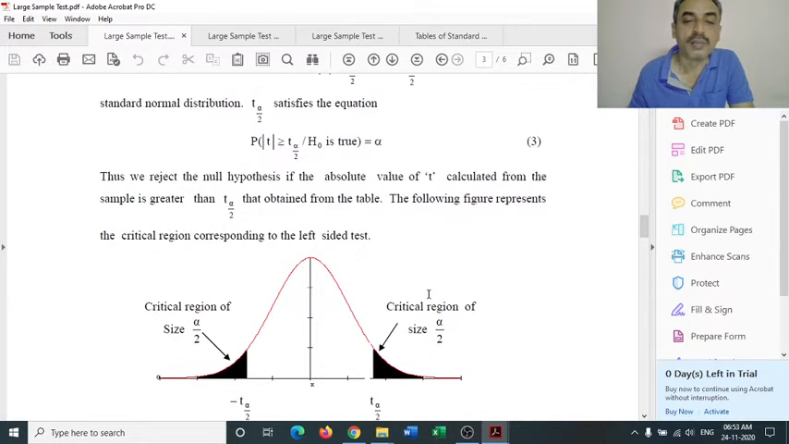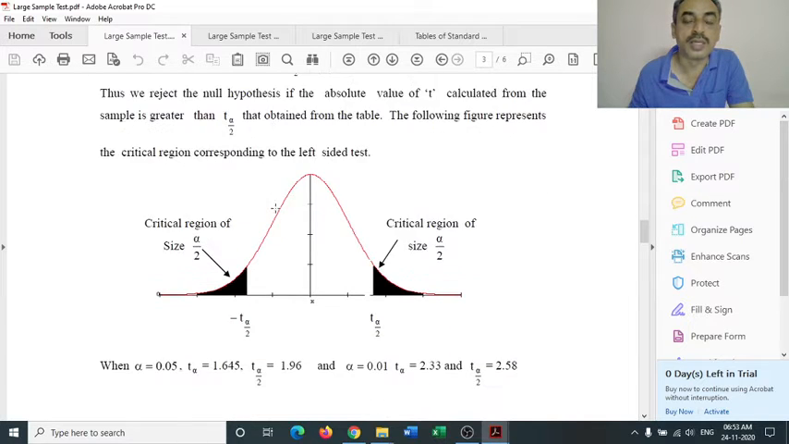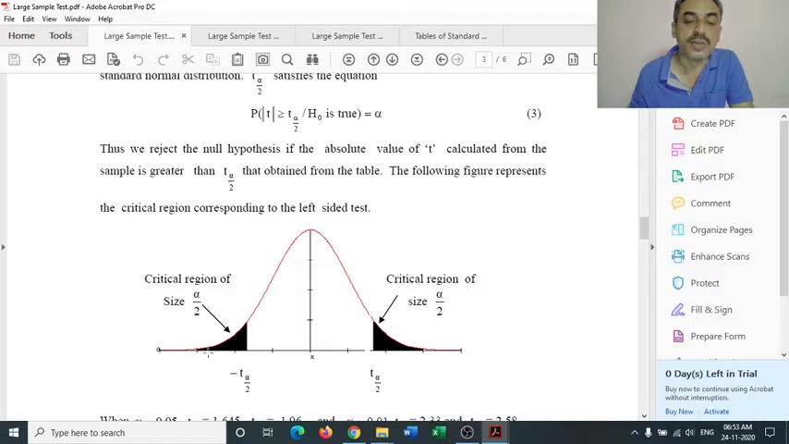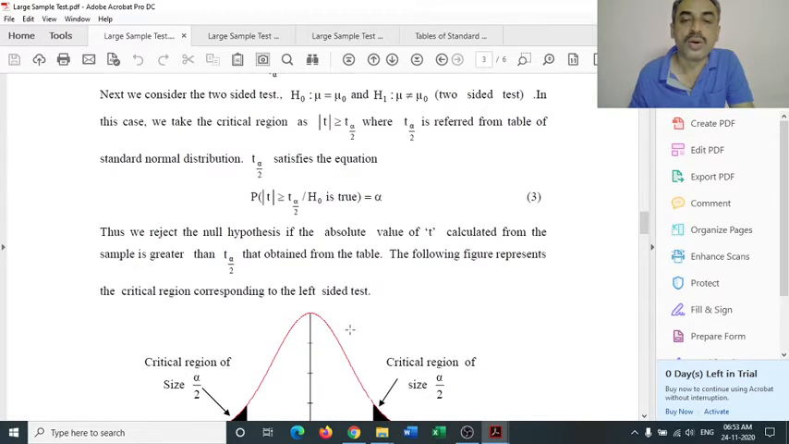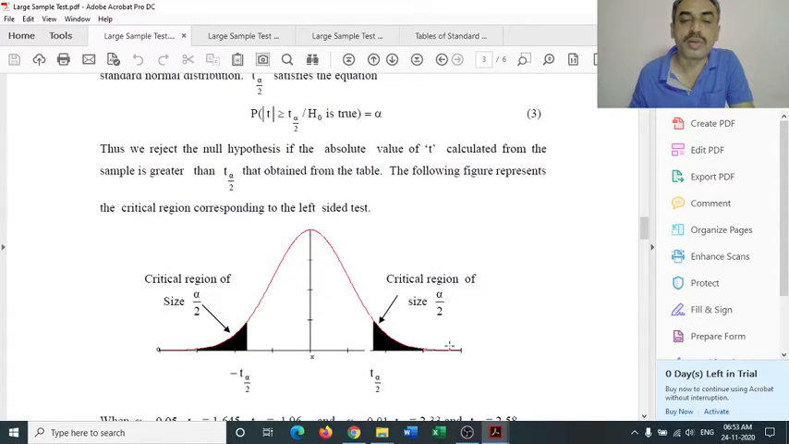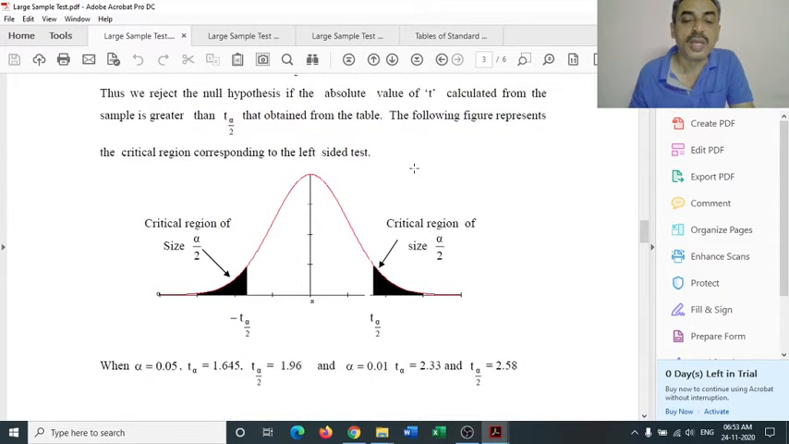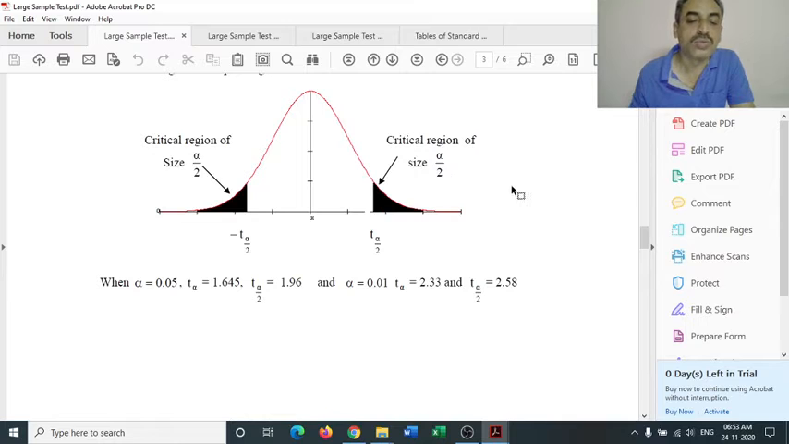Therefore, it can be combined using this line, that is modulus t greater than or equal to t alpha by 2. That means modulus t greater than or equal to t alpha by 2 is equivalent to either t less than or equal to minus t alpha by 2 or t greater than or equal to t alpha by 2. So these two separate intervals are combined using this single equation, modulus t greater than or equal to t alpha by 2. Now we have the specific values for alpha.